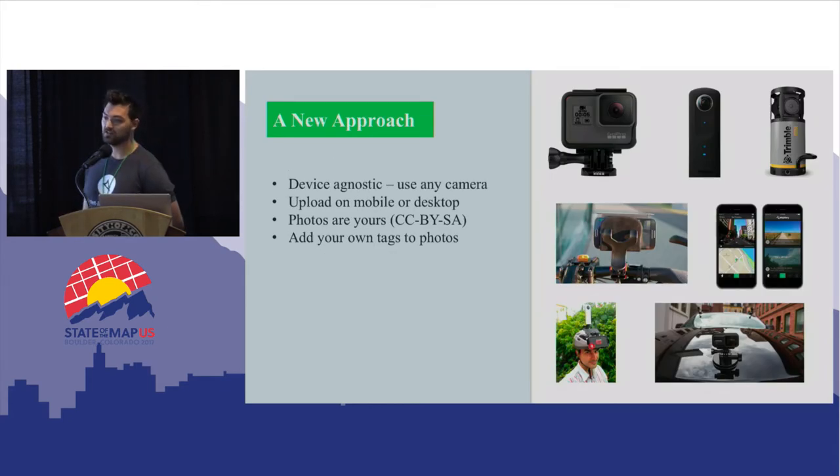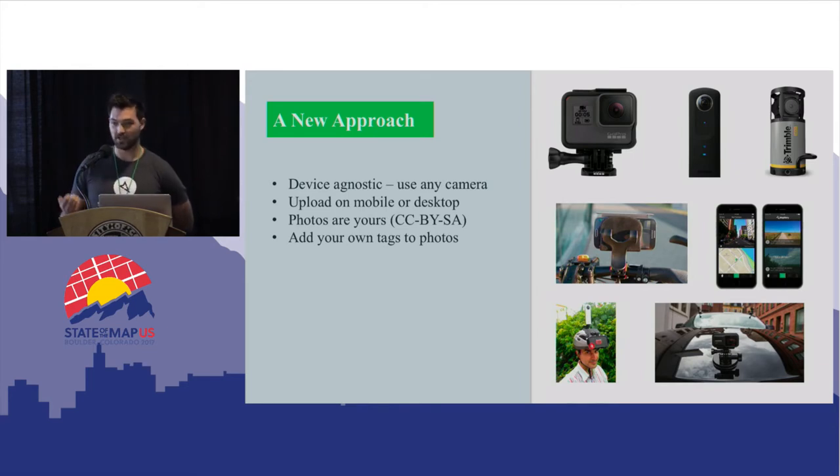We're device agnostic, meaning more specifically that we take all kinds of cameras and all kinds of images as long as they're geotagged and have timestamps. You can see here GoPros, a Ricoh camera, mobile phones, Garmin, even going so far as to mount a 360 camera on a bicycle helmet as well as a forward-facing mobile phone to make sure you get everything.